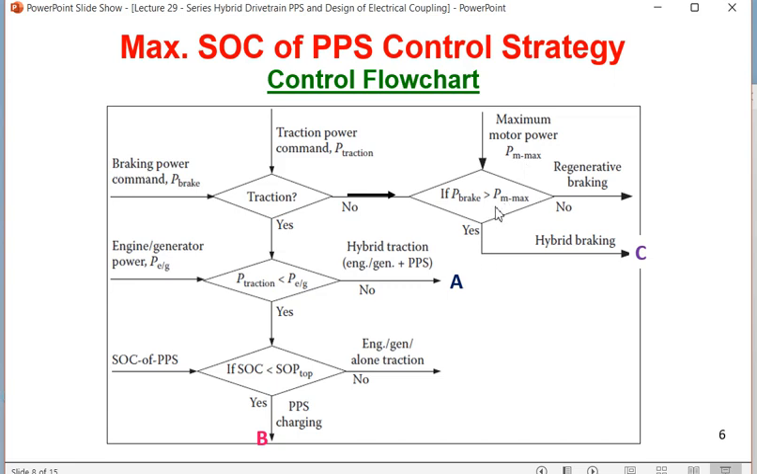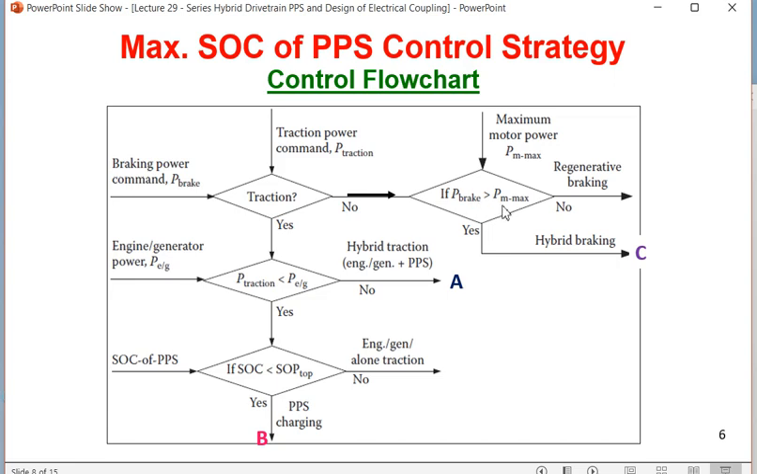Okay, so the required power, P brake, is called the required braking power or commanded braking power. If the commanded braking power is greater than the maximum motor power, the maximum regenerative power, in that case we understand that we have to go for hybrid braking. So first we have to understand that we are in the braking mode. In the braking, we check whether the commanded braking is greater than regenerative braking or not.